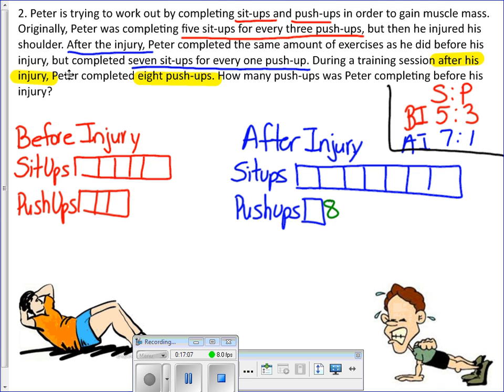So 8. Did we get 8 because we added 7 and 1? That's an awesome question. But no, that's not how we got 8. The 8 was right here. 8 push-ups. He got 8 push-ups after his injury. So this 8 is not for the before injury. That 8 was given to us. No math was involved, just reading.